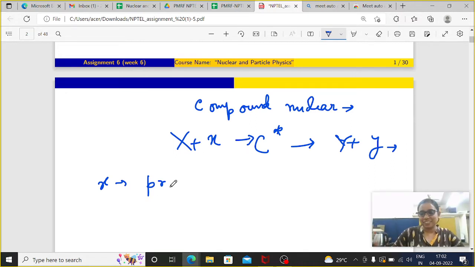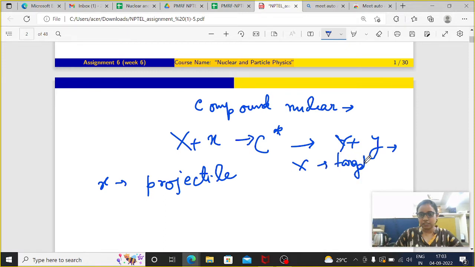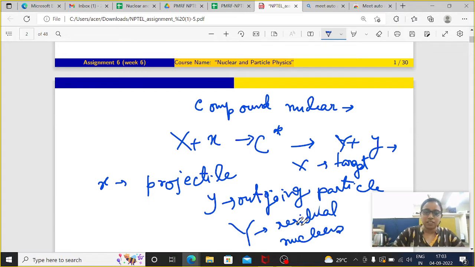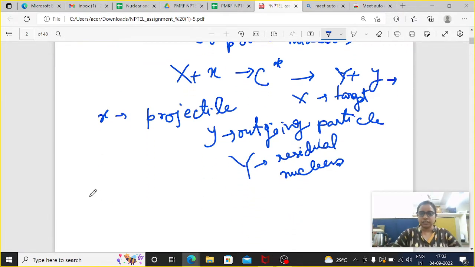So here, as I already told you, this is the projectile, and capital X is the target nucleus, and here small y is the outgoing particle, and capital Y is the residual nucleus. Okay, residual nucleus. So these things were already discussed in the previous class.